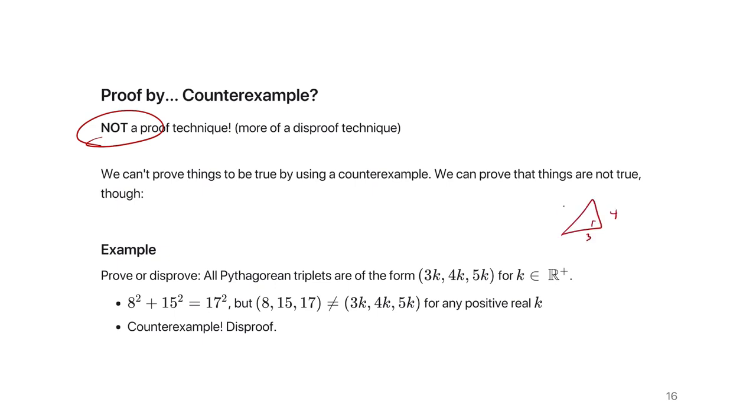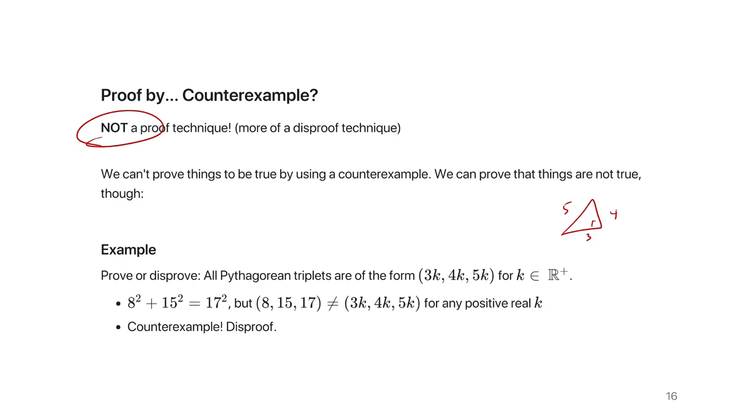like 3, 4, 5. If we're asked to prove that all right angle triangles are similar to this one, 3, 4, 5, well, we can easily disprove that because we can just find a single counterexample. Okay? So you can use counterexamples to show that statements are not true, right? You find a case where the statement doesn't hold, but you can't use a counterexample to show that a statement holds in general. Similarly, you can't use an example to show that a statement holds in general, right? Counterexamples are, though, a valid technique of showing that some statement doesn't hold, right?